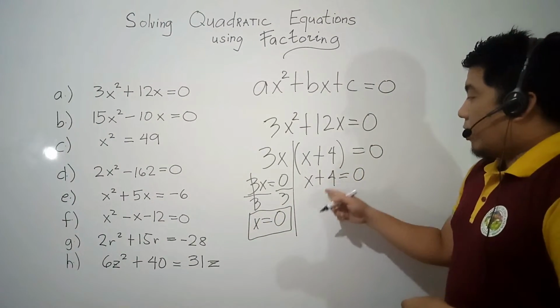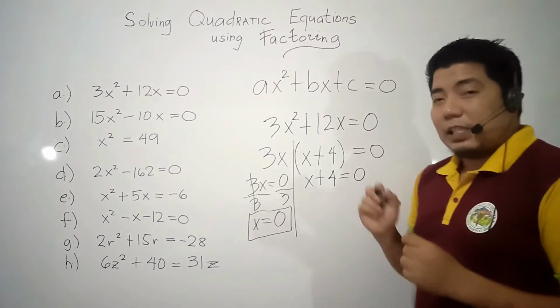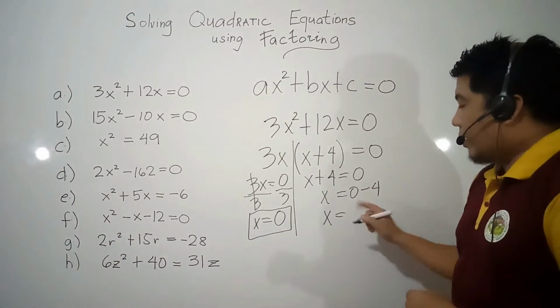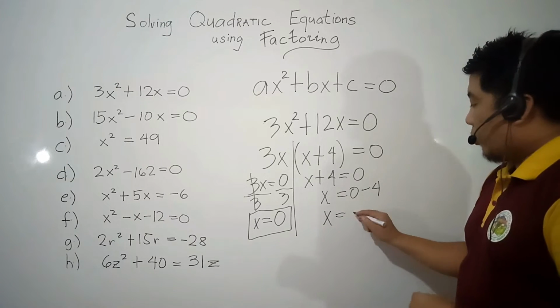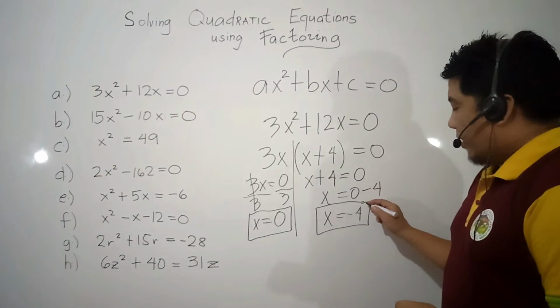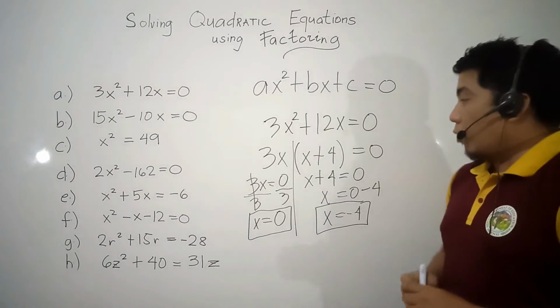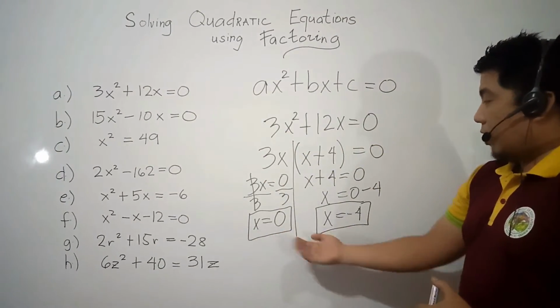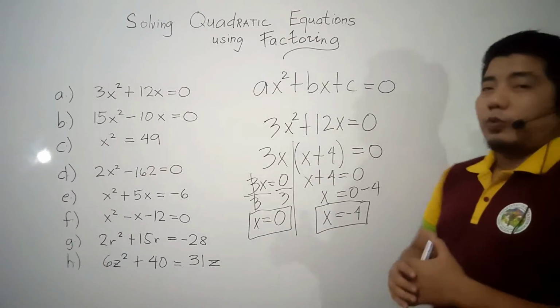Now, going here, we just need to transpose our plus 4. So, this will become x is equal to 0 minus 4, and that gives us the result, x is equal to negative 4. And that is our final answer. So, for the values of x in this given example, we have x is equal to 0 and x is equal to negative 4.